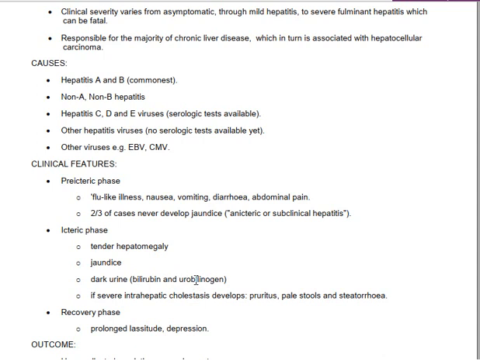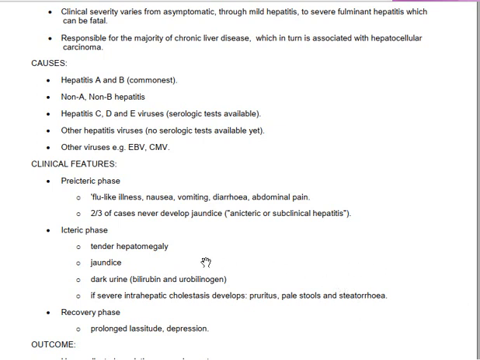Why? Because when you have hepatitis, you're going to have a hepatic hyperbilirubinemia, and that hepatic hyperbilirubinemia results from the high level of cholestasis. Is it clear? This high level of cholestasis means that the hepatic cells are not going to excrete very well. So that's why you're going to have pruritus in this patient. You can also have pale stools, and you can have steatorrhea.